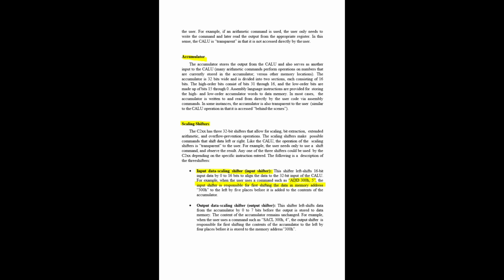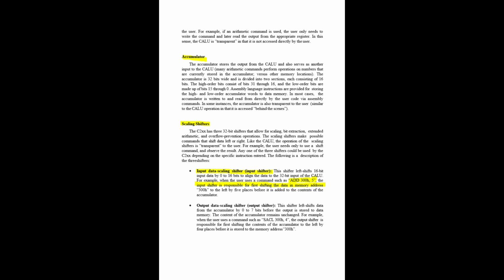ADD 300H, 5. That 5 means shift the given input by 5 bits. You can mention 1 bit also. That is also possible. If you put 1 here, it will do 1 bit shifting. That means 04 you are going to add with the accumulator content. Now that 02 is shifted towards the left side by 5 bits, so that it becomes 40. That 40 content will be added with the accumulator content. So this is the explanation for ADD 300H, 5.